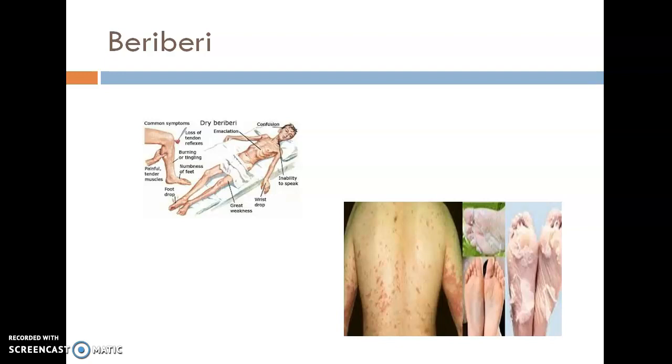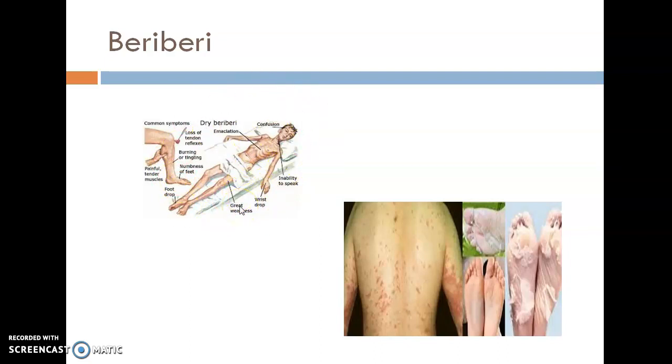Here, the early clinical effects of wet and dry beriberi are mostly the same. The initial symptoms are anorexia. Anorexia we had already seen. It's a loss of appetite. Dyspepsia means indigestion. Pain and numbness in the legs. General weakness and exhaustion. If it is untreated, then it will lead to emaciation, which is complete thinning of the body, then inability to speak, and common symptoms are loss of tendon reflex, tingling sensation in the feet, etc. All these result from beriberi.